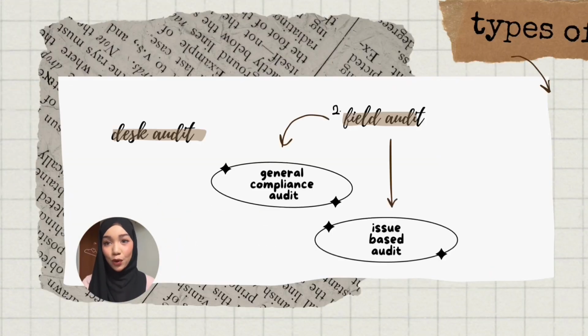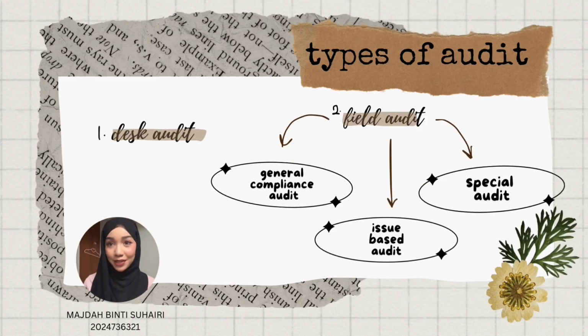There are two types of audit, desk audit and field audit. What is desk audit? Audit held at IRBM's office, normally concerned with straightforward issues or tax adjustment which are easily dealt with. What is field audit? It is one that takes place at the taxpayer's premise.